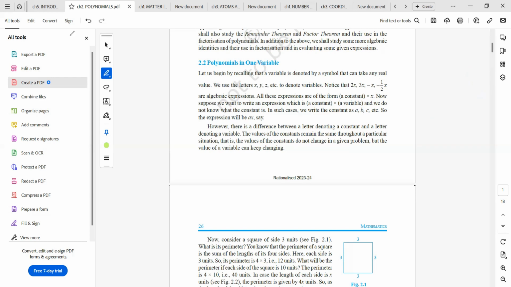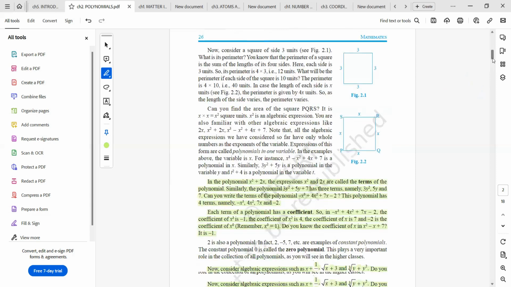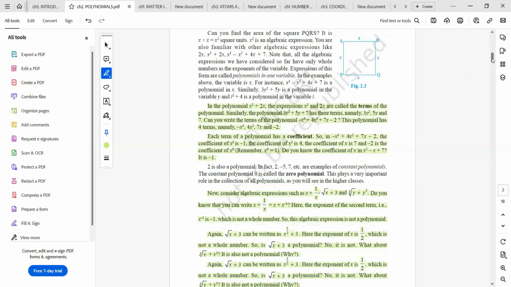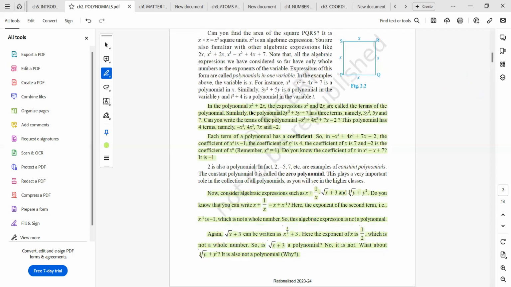Now let us begin with this chapter. So I'll do a revision. Whatever expression we are having, we call them terms. Like this is x squared plus 2x. So the first term is x squared and the second term is 2x. So it has two terms. Now this 3y squared plus 5y plus 7 has three terms, right? And what is the variable? The variable is y. And what is the power? Power is 2.